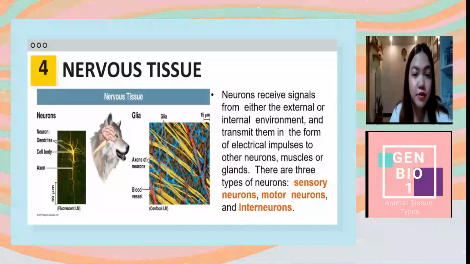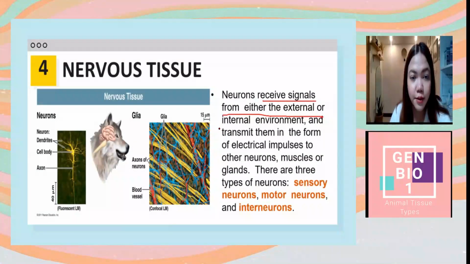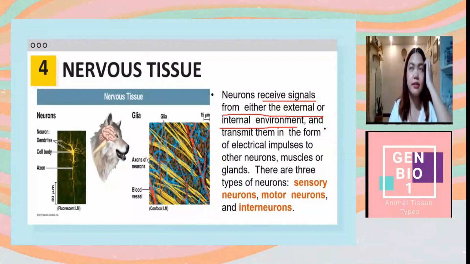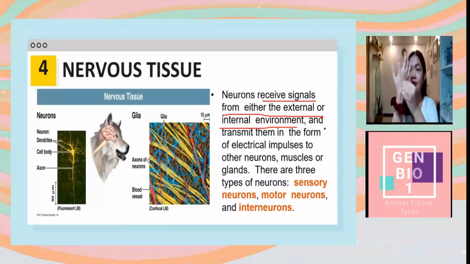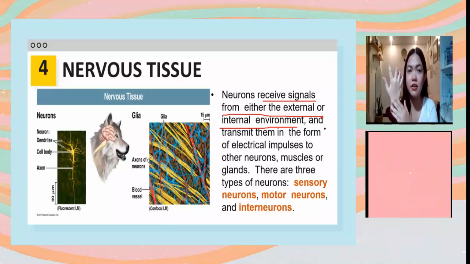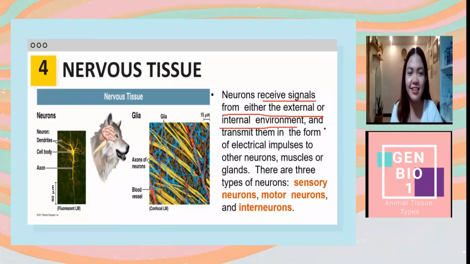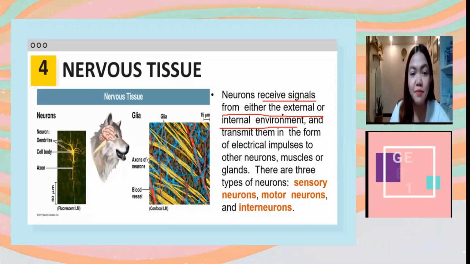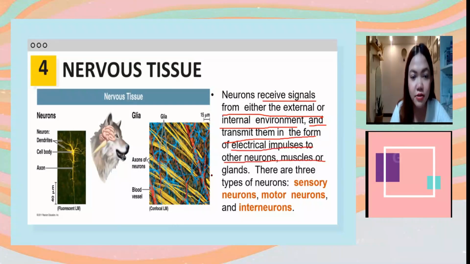Okay? So your nervous tissue, again, your neurons receive signals from either the external or internal environment. So we're not really limited lang sa signals na nare-receive niya from the outside. For example, if I do this, of course, it will send signal because of the sensory neurons I have here. Alam mo yun, it should send. So, that is the external, pero internal meron din tayo. And transmit them in the form of electrical impulses to other neurons, muscles, or glands.